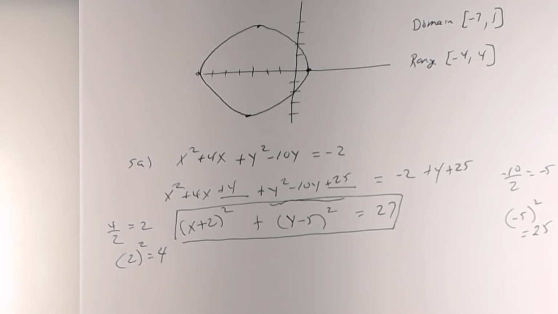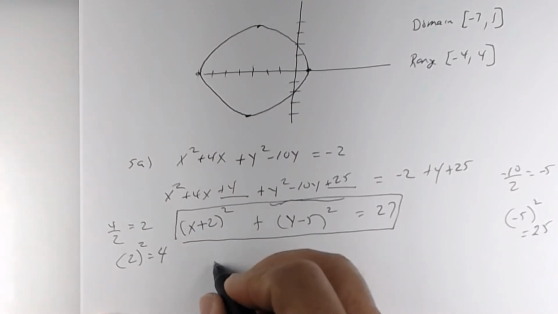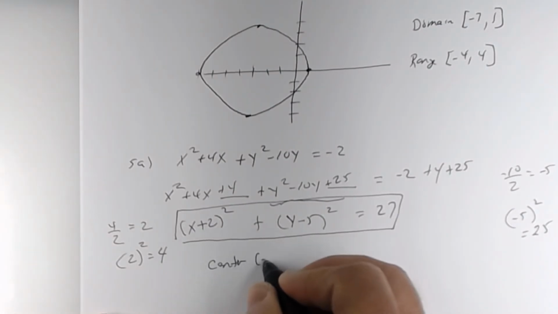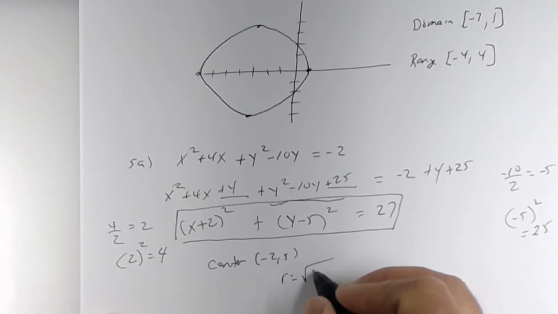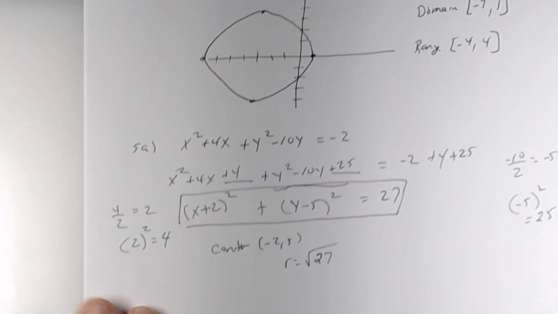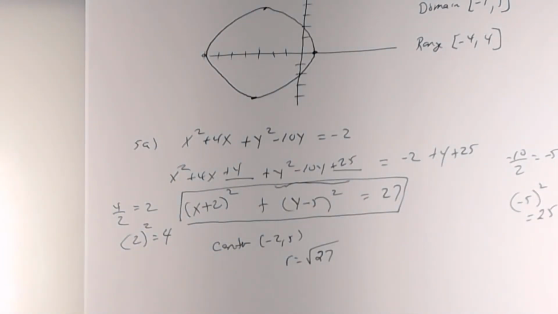And now you can tell me the center. What's the center? Negative 2, 5. And you can tell me the length of the radius, the square root of what? 27. And I don't think I asked you to simplify that, but let's suppose, because you remember on the worksheet today you had to simplify the square root if you could. So let's review that.